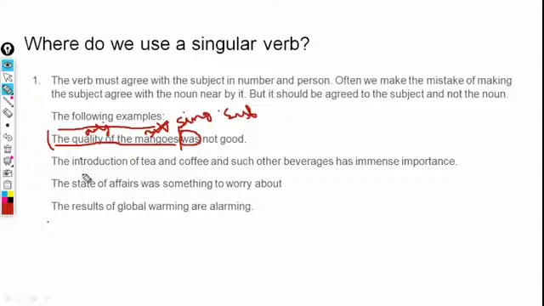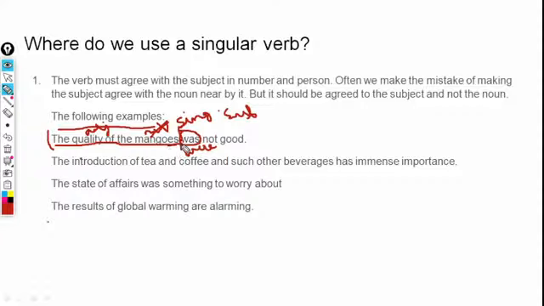Take the next one. The introduction of tea and coffee and such other beverages has immense importance. Okay, one more thing. What is the usual mistake? Students must have been thinking that okay, this is mangoes, so I'll straight away write were.